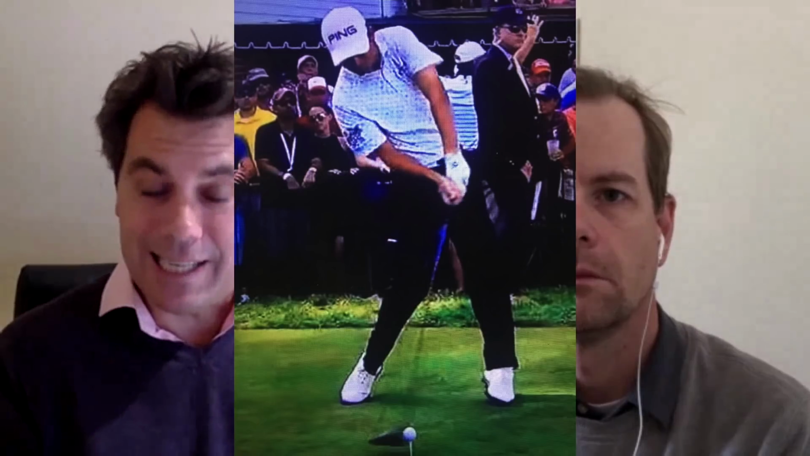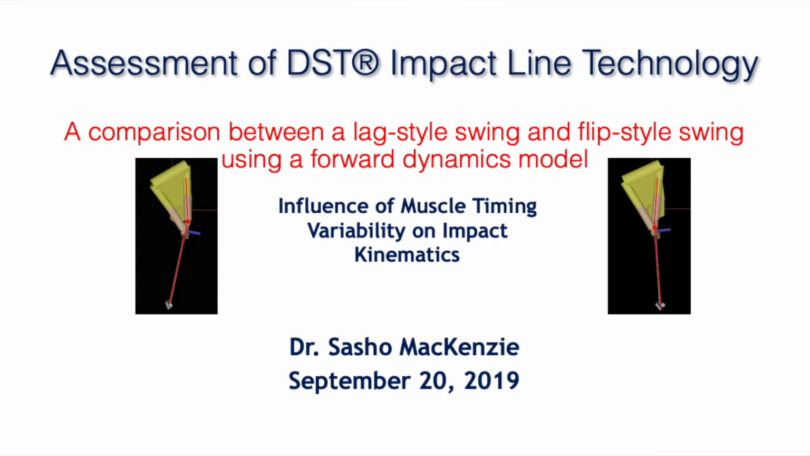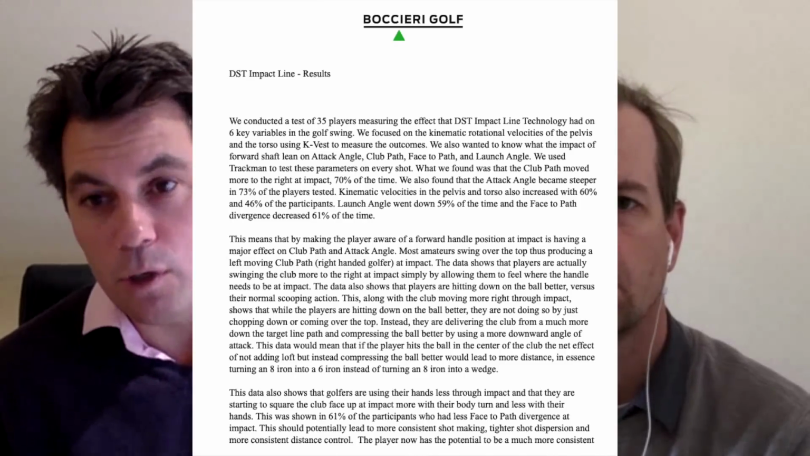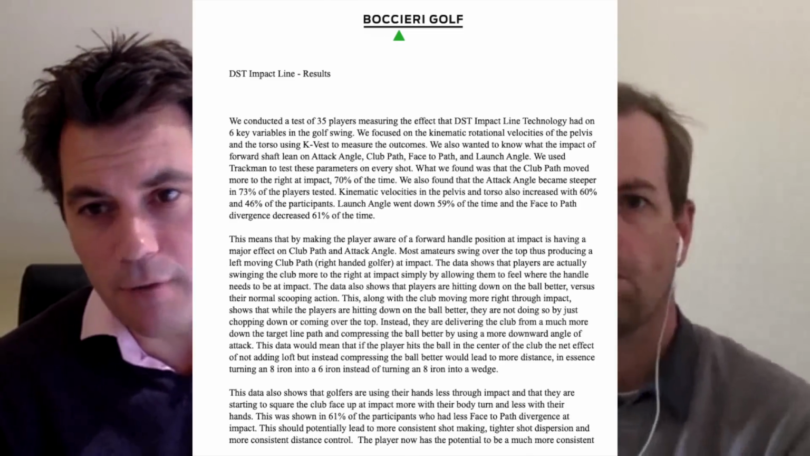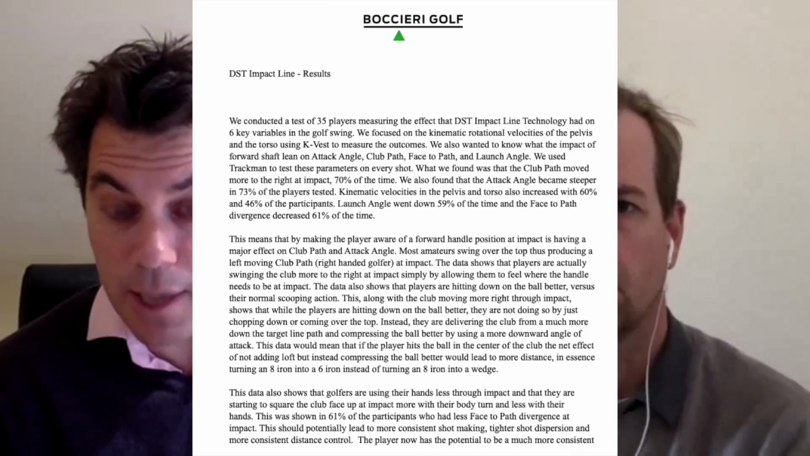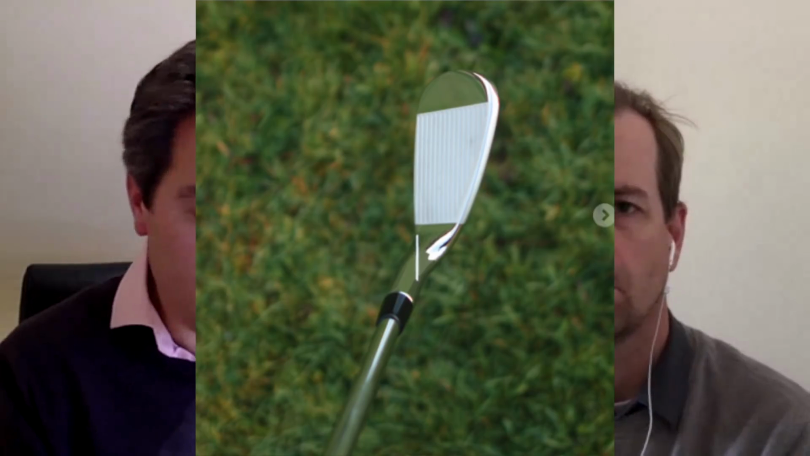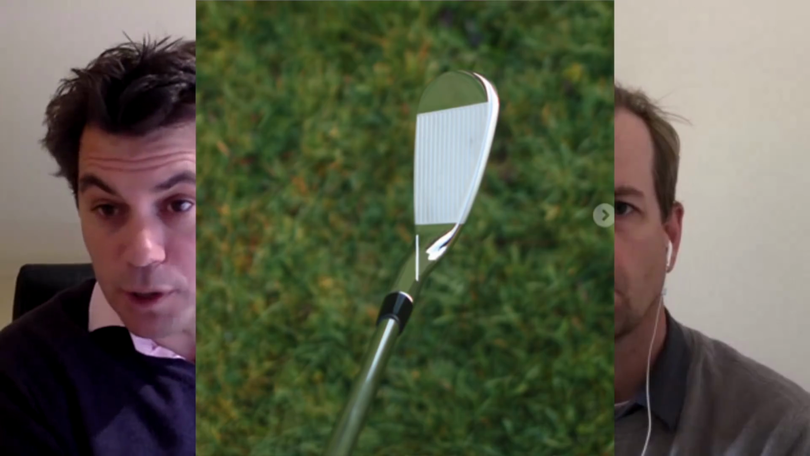But physically now, we've proven, both with the Dr. Sasho MacKenzie study, and also we asked Bertie Golf, who has a research and development facility in Scottsdale in Arizona, to run a test completely without us anywhere near. We asked them to run a test based on 35 golfers being introduced to the DSD impact line, which you've got on your golf clubs, that alignment marker on the hosel, which helps the golfer identify the handle position that they are ideally wanting to reach at impact.